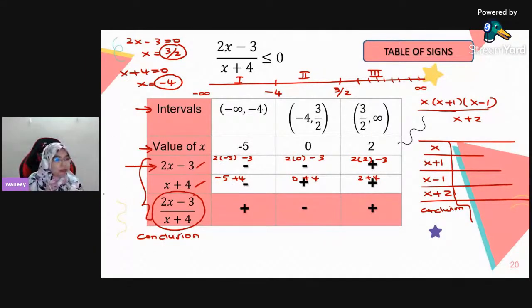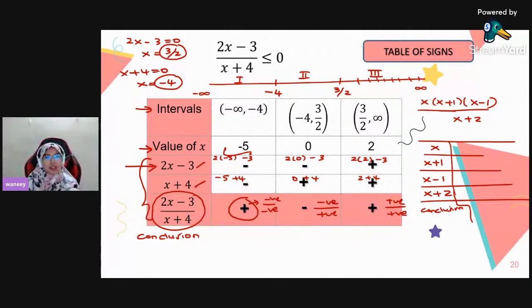Okay, so again, I repeat, how do you get the negative? Hilang dah mouse. Mana mouse? Oh, okay, here. How do you get positive? This is negative over negative. How do you get positive? This is negative over positive. This is positive over positive.